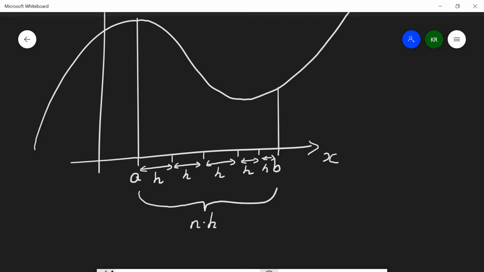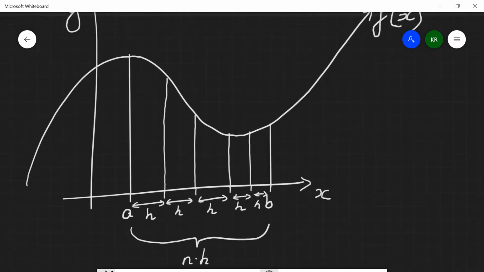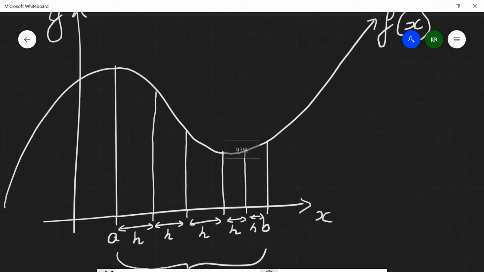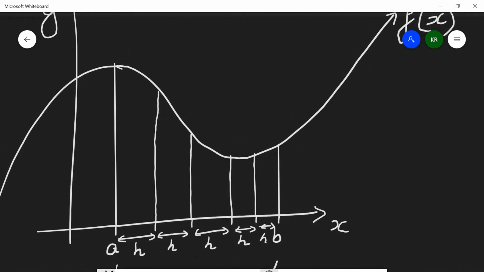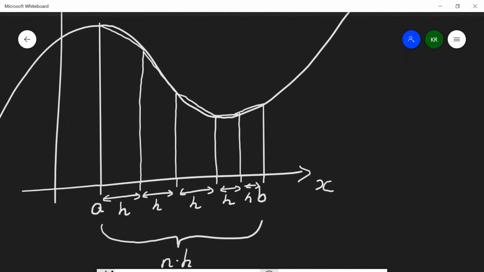So let's bring this up to the function there, and we'll bring this one up there, just like this. And then let's make some trapezia from this by doing this. So you can see there that I'm making these trapezia, and we want to find the area of these trapezia and then add them all together.